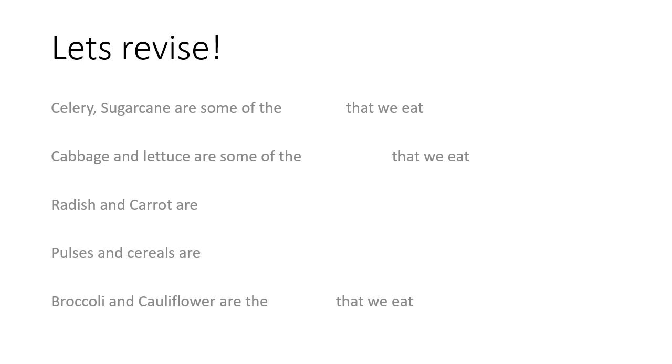Did you enjoy Old MacDonald's farm? Now let's see if you remember what you learned. Celery and sugarcane are some of the stems that we eat. Can you spell celery? C-E-L, cel, E-R-Y, ry. Sugarcane: sugar, S-U-G-A-R, cane, C-A-N-E.